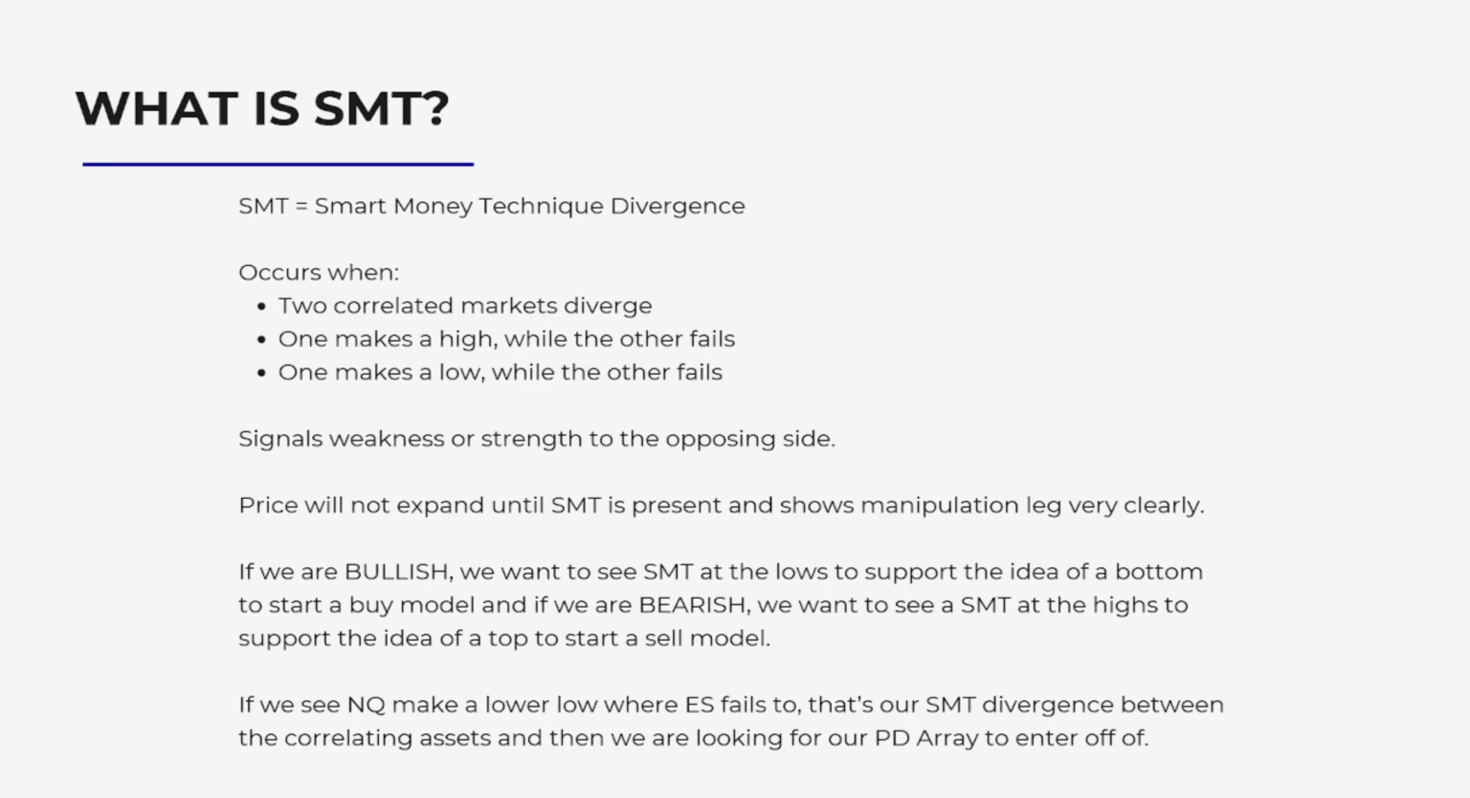Price will not expand until SMT is present and shows the manipulation leg very clearly. So in some cases, if we are bullish, we want to see SMT at the lows to support the idea of a bottom to start a buy model. In other words, if we are bearish, we want to see a SMT at the highs to support the idea of a top to start a sell model. If we see NQ make a lower low where ES fails to, that's our SMT divergence between the correlating assets. And then from there, we're looking for our PDRA to enter off of.